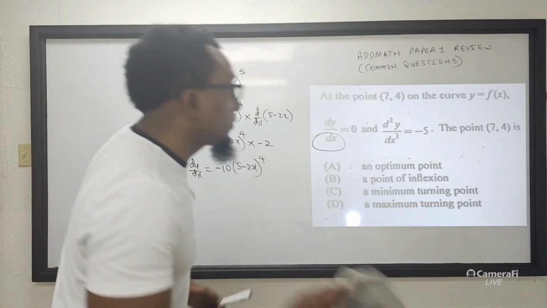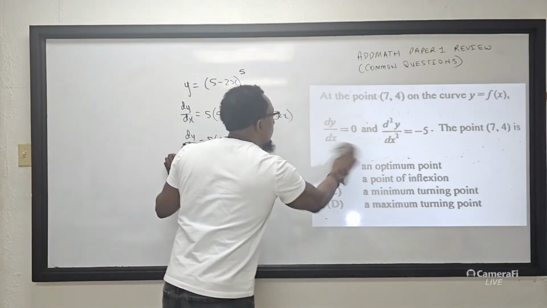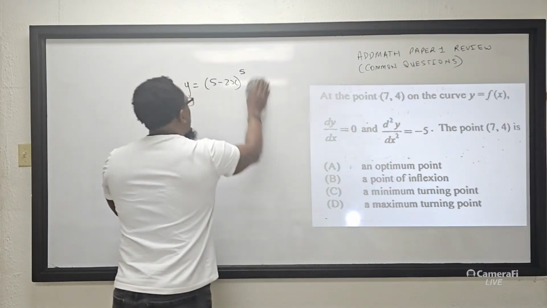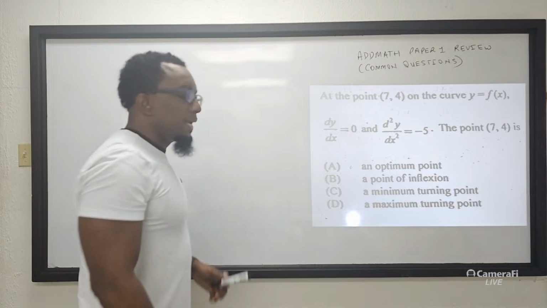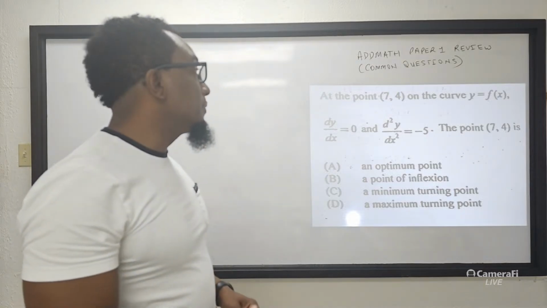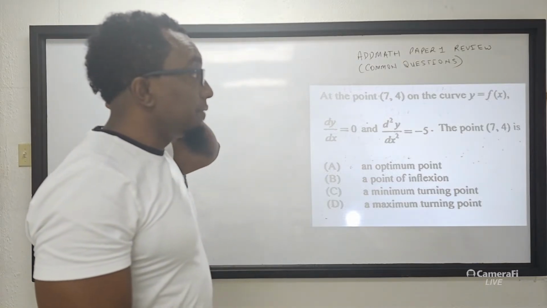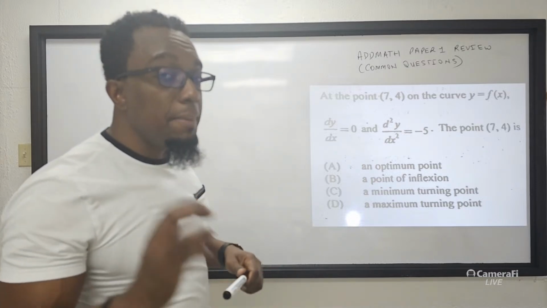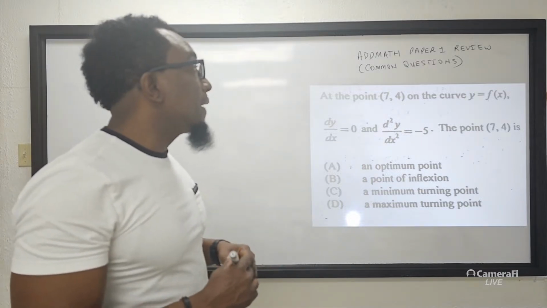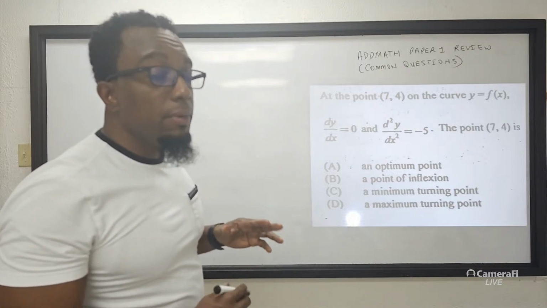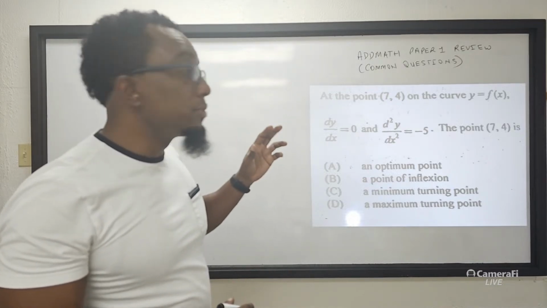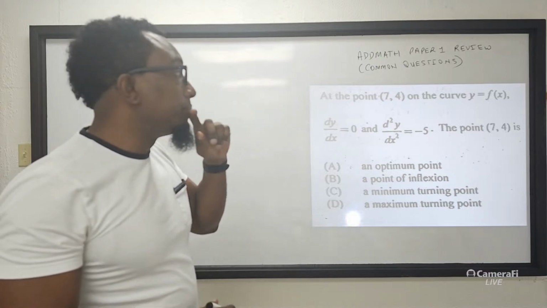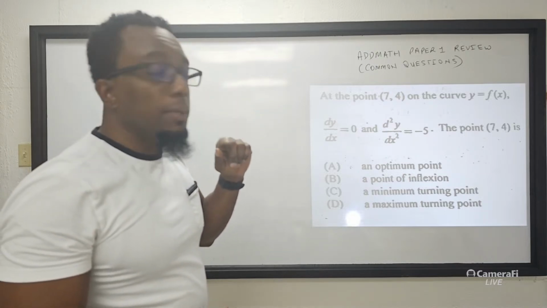So let's look at the next, another common question. Looking at the more common questions we can see in the exam, right? At the point 7 for the curve, dy over dx is equal to 0, which automatically tells us that point 7 is a stationary point. And the second derivative is negative 5. The point 7, 4 is what kind of point is that?